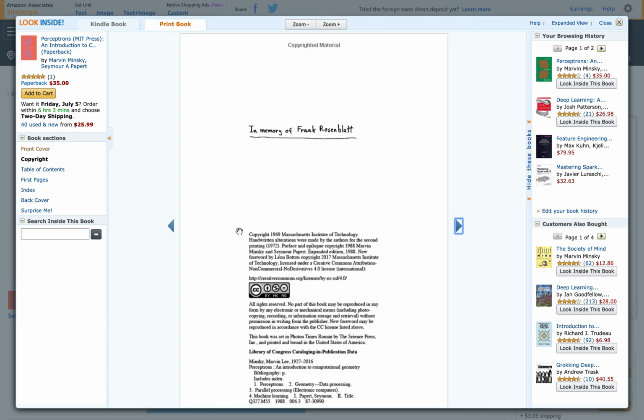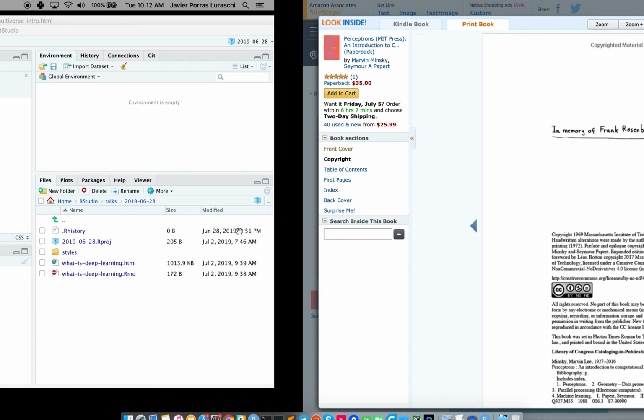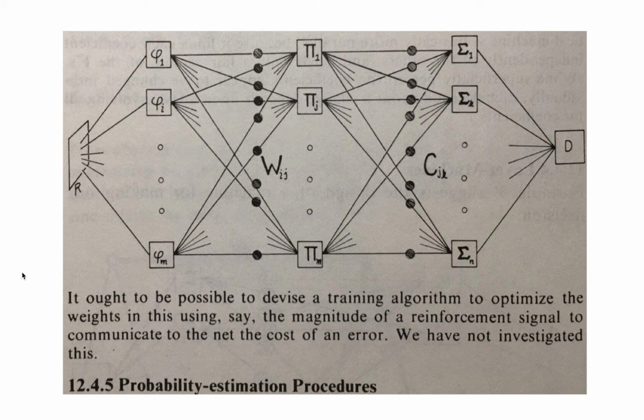However, in his book, he also shows this particular page where he actually explains that it should be possible to connect multiple perceptrons together to recognize more complex patterns.